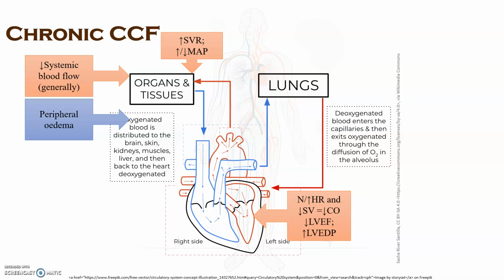On the venous side of the systemic circulation, remember that the right ventricle is also failing and therefore can't deal with its preload. This causes a backup of blood into the venous circulation, leading to an increase in capillary hydrostatic pressure, causing peripheral edema.